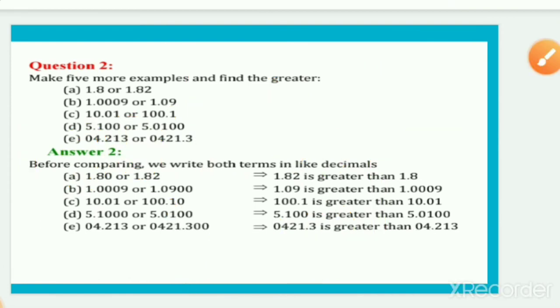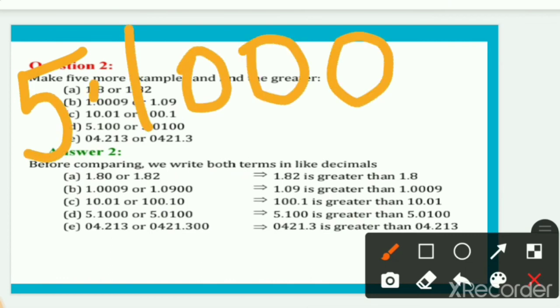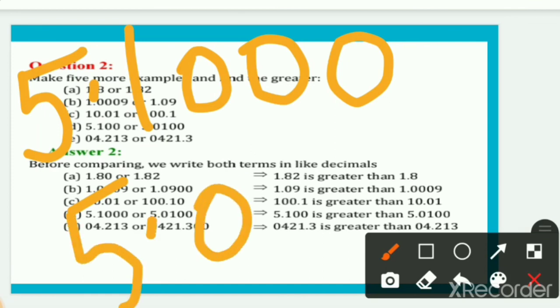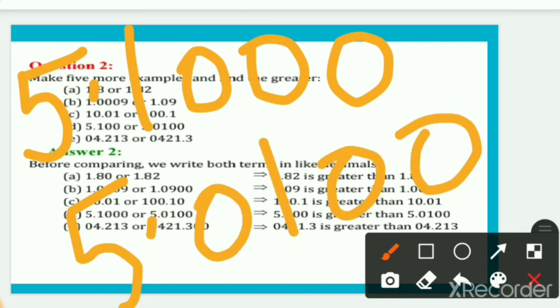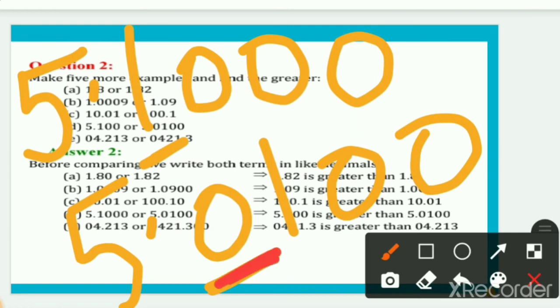Now moving to the D part, we have 5.100 or 5.0100. You can observe the 10th place here is 0 and here is 1. Is 1 greater or 0 greater? 1 is greater. So this number will be greater than this number. 5.1 is greater than 5.0100.